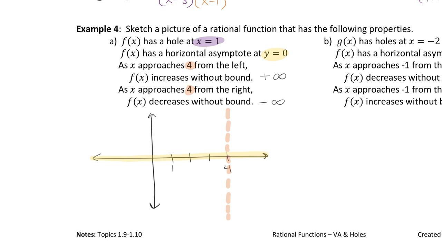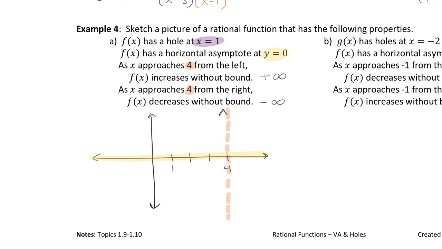I know I left off purple for the hole. We're going to get there. It's one of the last things we draw in there just because it's hard to graph first. I also know that as x approaches 4 from the left side, which means on the left side of this vertical asymptote, should my graph be going up or down? Up. So we're going to leave ourselves a little up arrow because on the left side it should be going up.